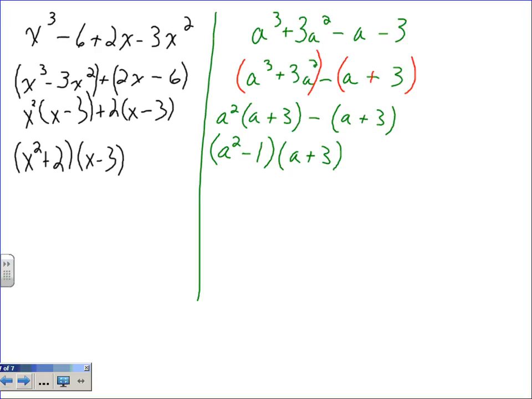But look, if you look at that first parenthesis, we have the difference of two perfect squares. This is a times a and 1 times 1. And that parenthesis can be factored as a minus 1, a plus 1. What happens to the middle term? They cancel out. And then I have a plus 3.